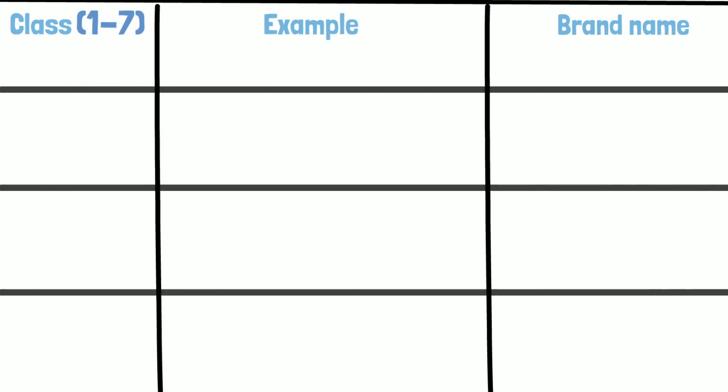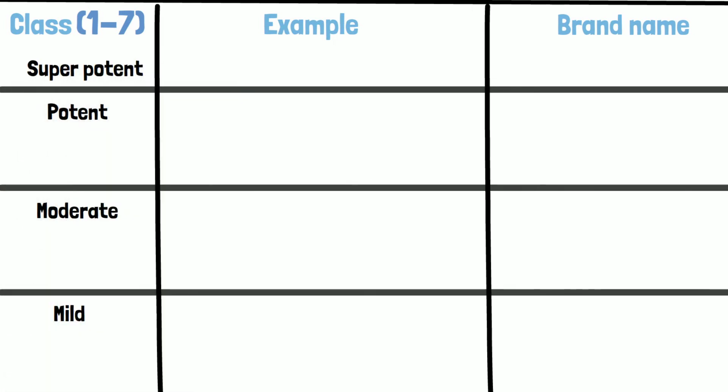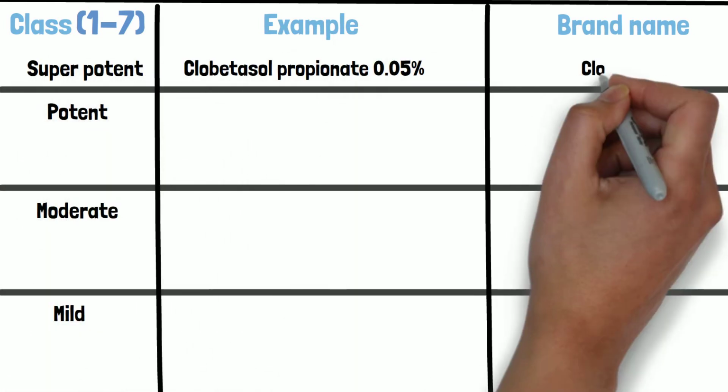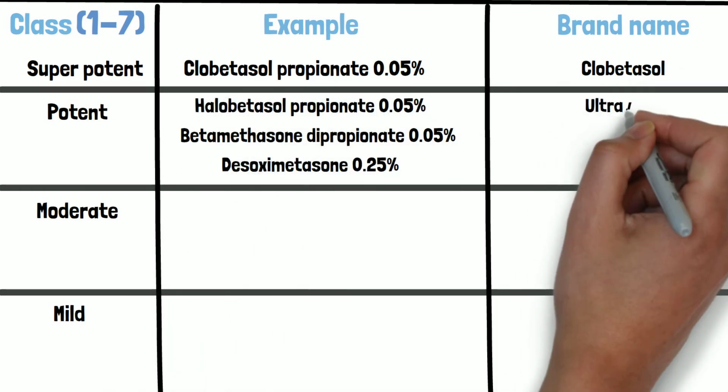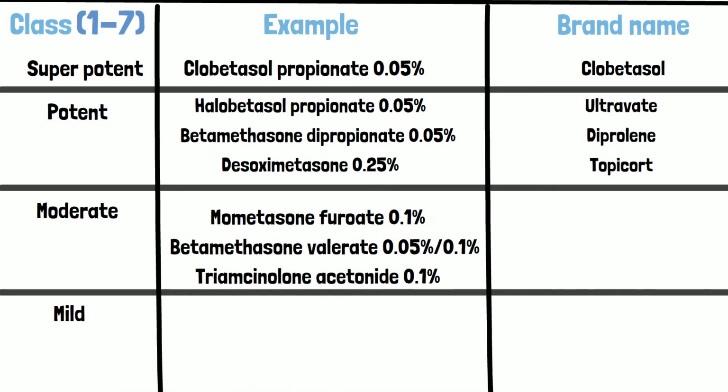Here is a simplified classification featuring common mild, moderate, potent, and super potent corticosteroids. Super potent and potent topical corticosteroids are generally reserved for severe dermatoses, not including the face or intertriginous areas. They are useful for the palms and soles because of the thick stratum corneum, and the duration should not exceed 4 weeks. Moderate strength corticosteroids are excellent for mild to moderate dermatoses over the trunk and extremities. Treatment should be limited to 6 to 8 weeks.